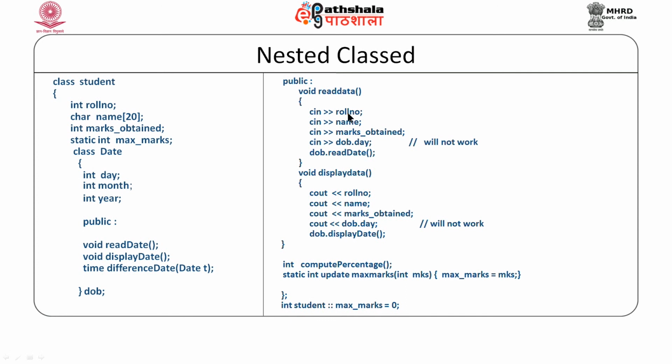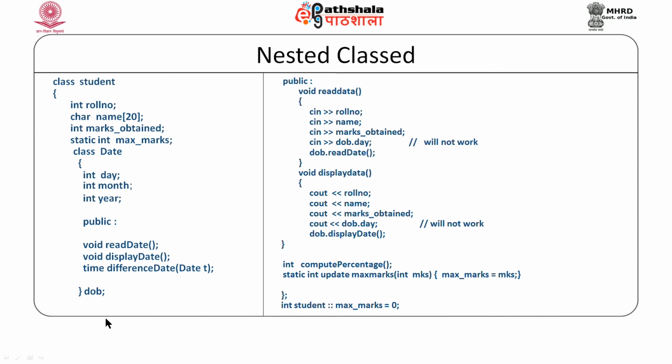But roll number, name and marks obtained can be read like this, but when it comes to reading the date of birth which comprises of 3 values, day, month and year, we would want to write something like this, but this will not work. Why it will not work? It will not work because day is the private member of class date. Since it is a private member of class date, it is only accessible to the member function of date class. Now, here we are trying to access day in read data, which is a member function of student, but not the member function of date. Therefore, it is not accessible here, and therefore, we will not be able to write this.